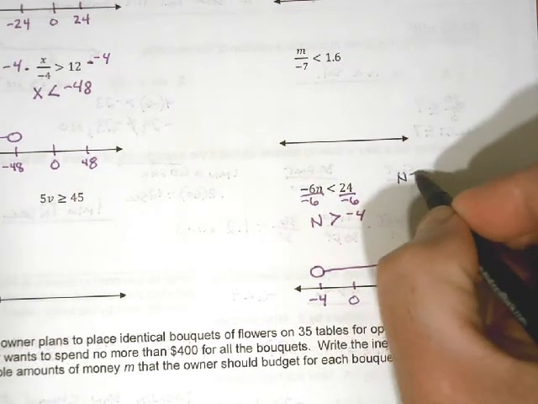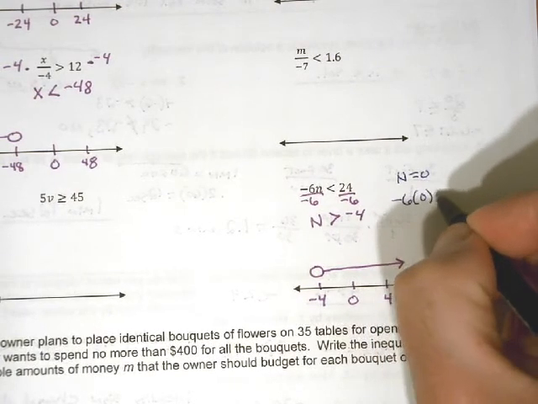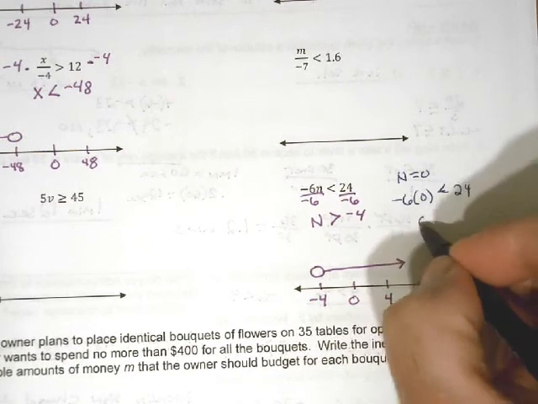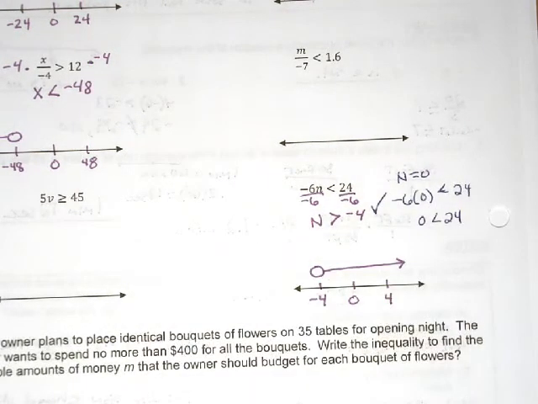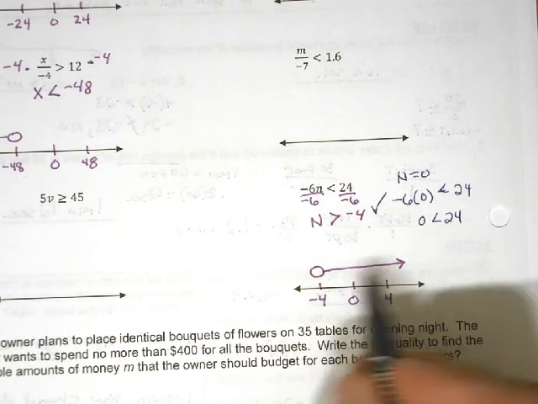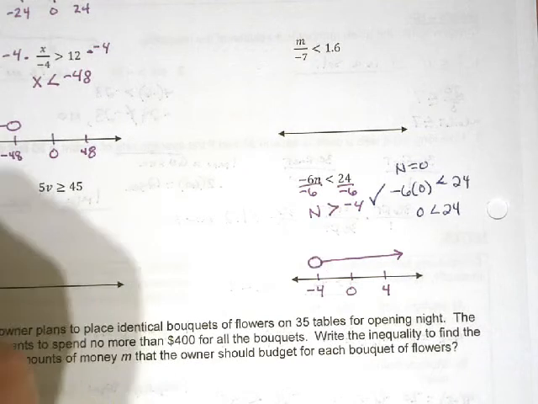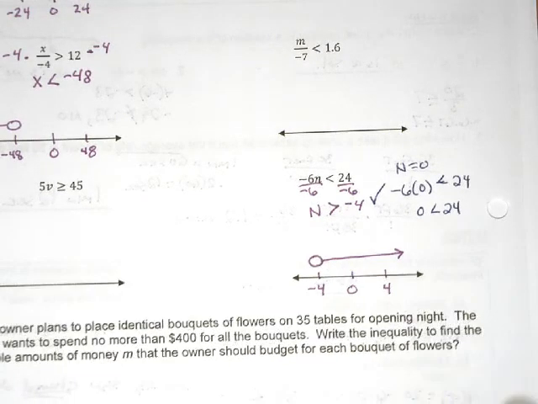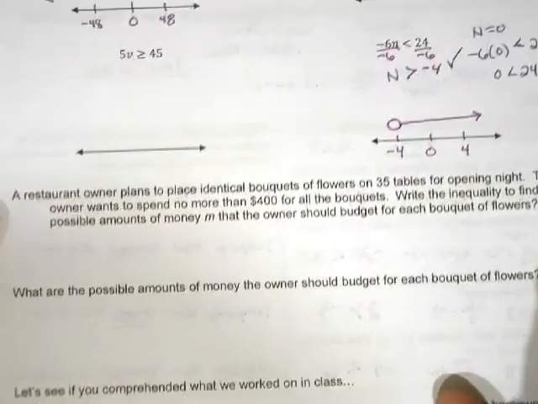So let's check it. 0, I'm going to use that this time because it's in my answer here. All right, so this should come out to a true statement. So if we let n equal 0, so plugging that in, 6 times 0 has to be less than 24. Is 0 less than 24? And my answer is yes, it is. So I do have it shaded the correct direction.